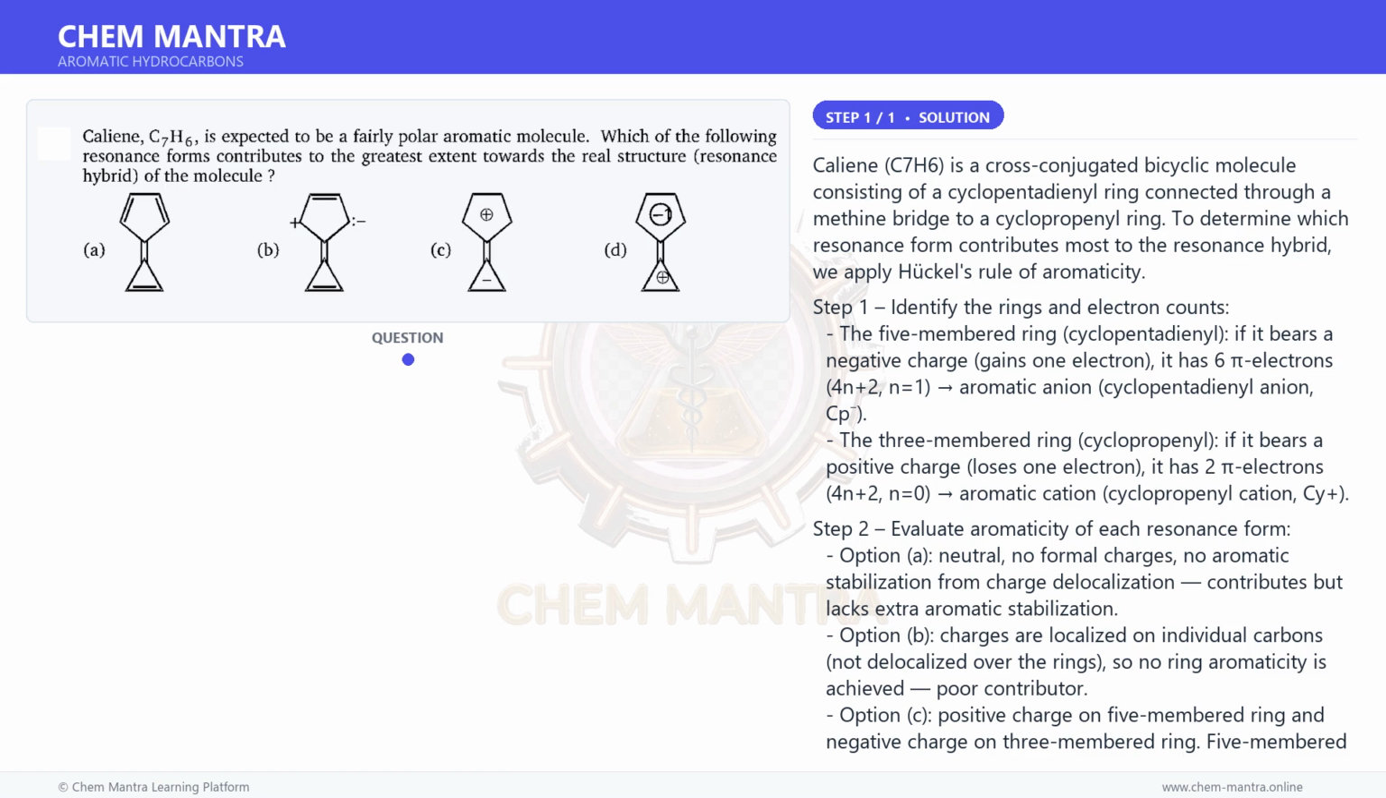Step 3. Conclusion. Option D achieves double aromaticity, an aromatic cyclopentadienyl anion, 6 pi, and an aromatic cyclopropenyl cation, 2 pi, simultaneously providing the greatest stabilization and thus contributing most to the resonance hybrid. This also accounts for the observed polarity of the molecule. Options A, B, and C either lack aromatic stabilization or introduce antiaromaticity, making them lesser contributors.